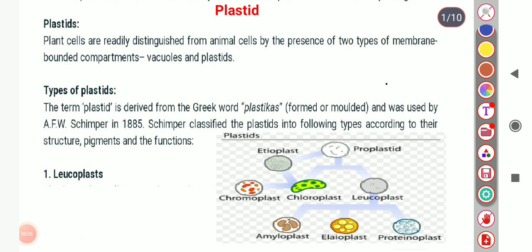In this session I will discuss plastids and their types. Let's start the session. First of all, plastid. Plastids are readily distinguished from animal cells by the presence of two types of bounded membrane vacuoles and plastid. Plastid was introduced by E. Haeckel in 1866. Plastids are semi-autonomous organelles having DNA and a double membrane envelope, which store or synthesize various types of organic compound.